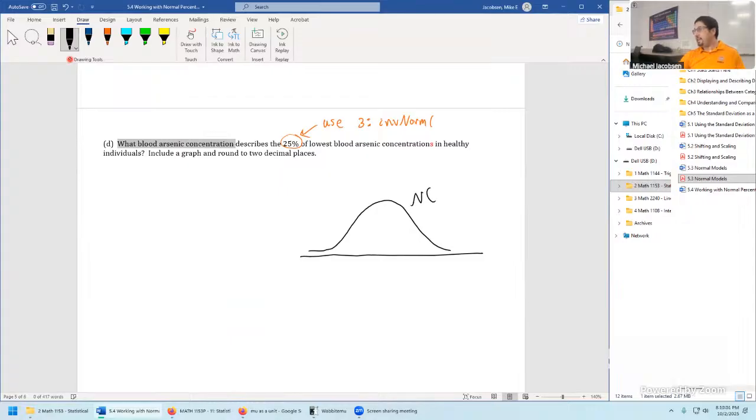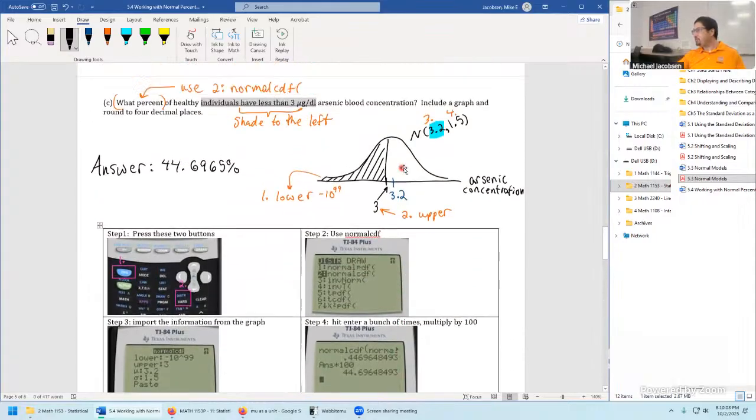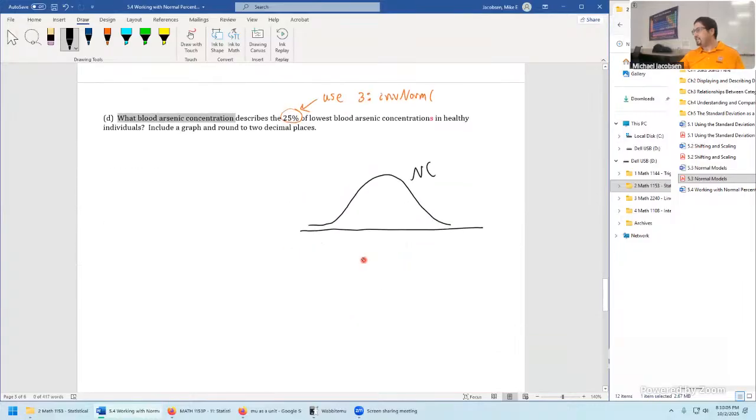This is n, and I've already forgotten: 3.2, 1.5, I think. Yeah. And 3.2, 1.5. So we have a center of 3.2 here.